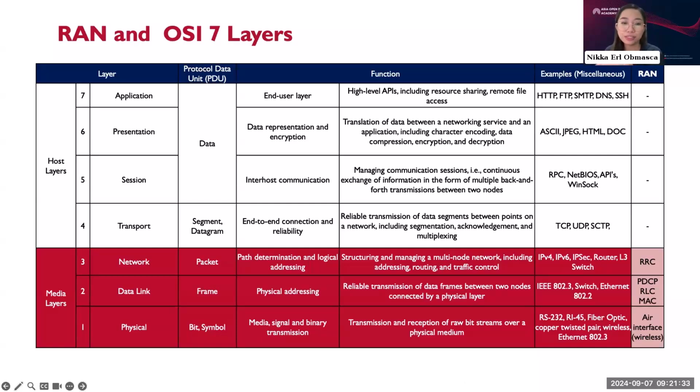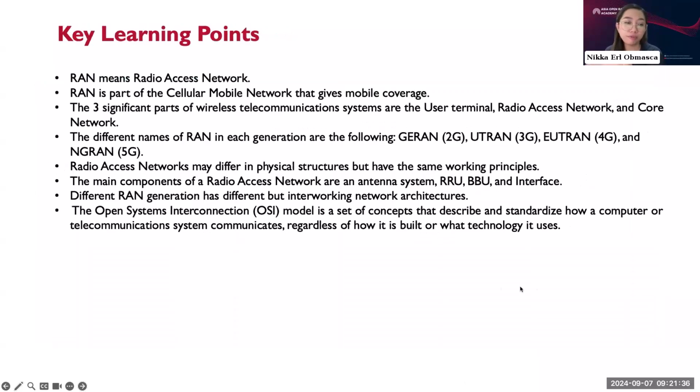So this is the end of my session. We have different key learning points. We have the RAN, which means the radio access network. Our RAN is part of a cellular mobile network that gives mobile coverage. We have three main parts of our telecommunication system: the user terminal or user equipments, which are the mobile devices we use, the radio access network, or the RAN, or the cell site, and lastly, the core network.